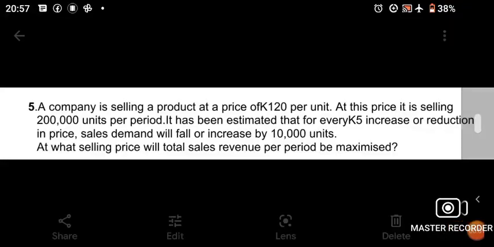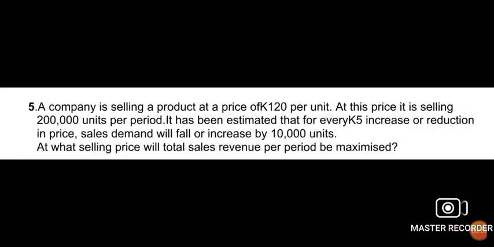So we have that question on the screen, pricing decisions, and it's saying a company is selling a product at a price of 120 per unit. At this price, it is selling 200 units per period. It has been estimated that for every 5 increase or reduction in price, sales demand will fall or increase by 10,000 units. At what selling price will total sales revenue per period be maximized?